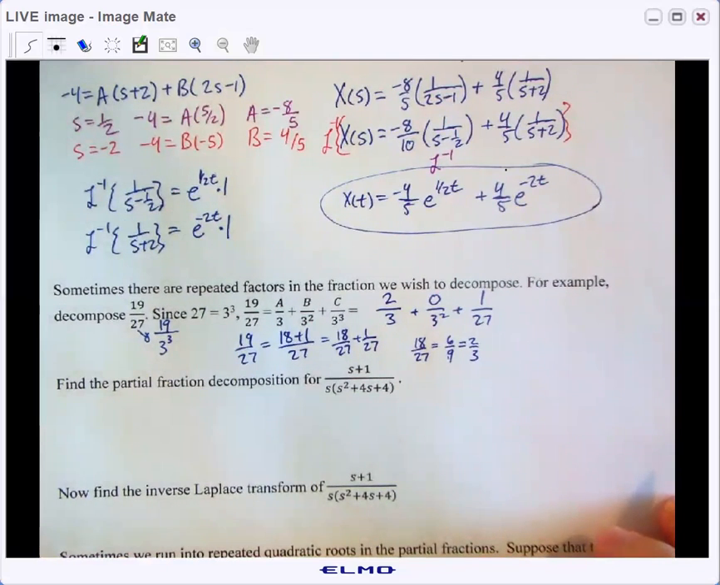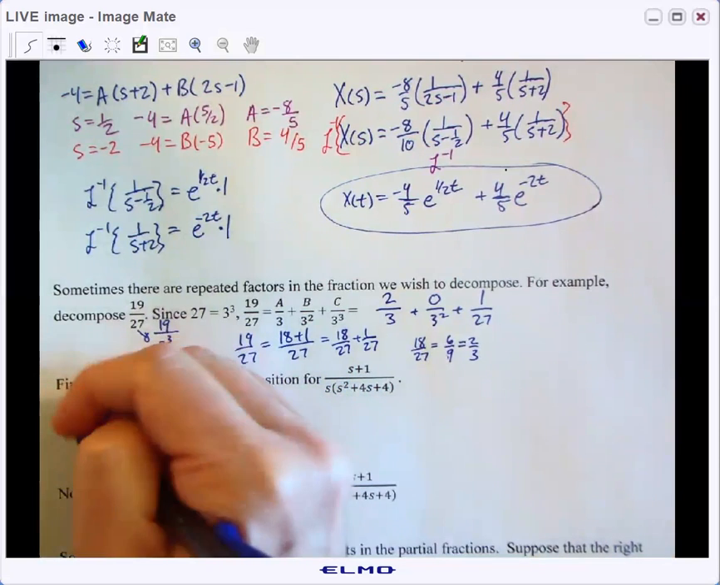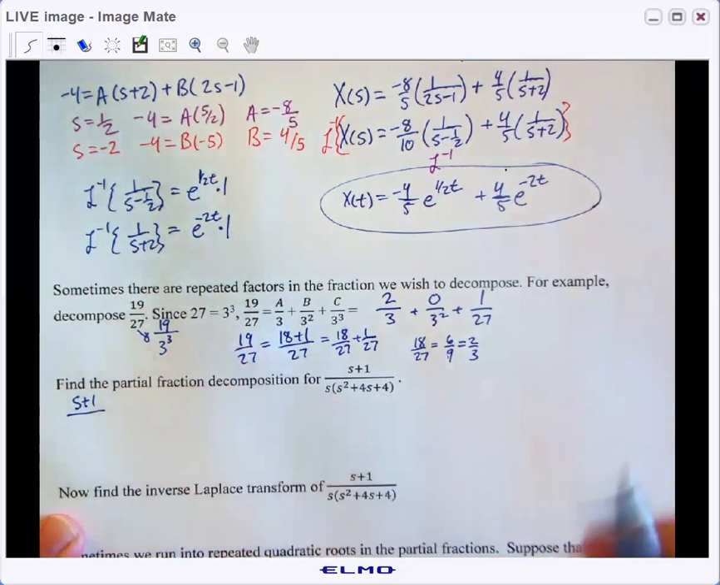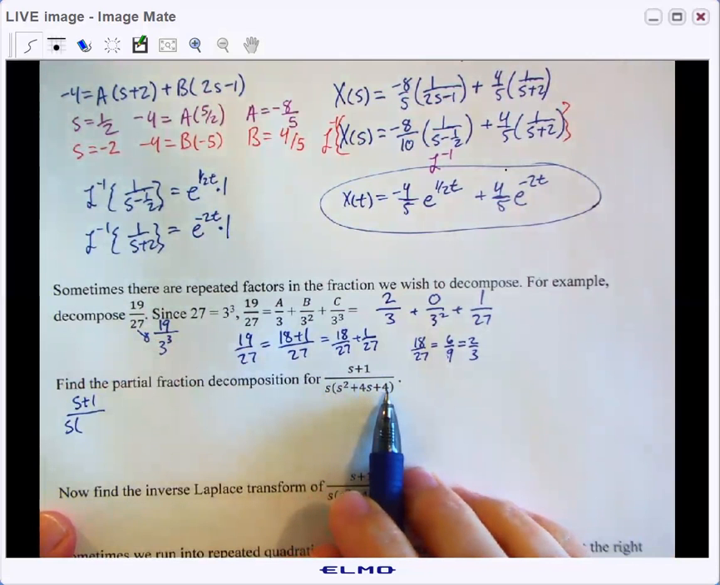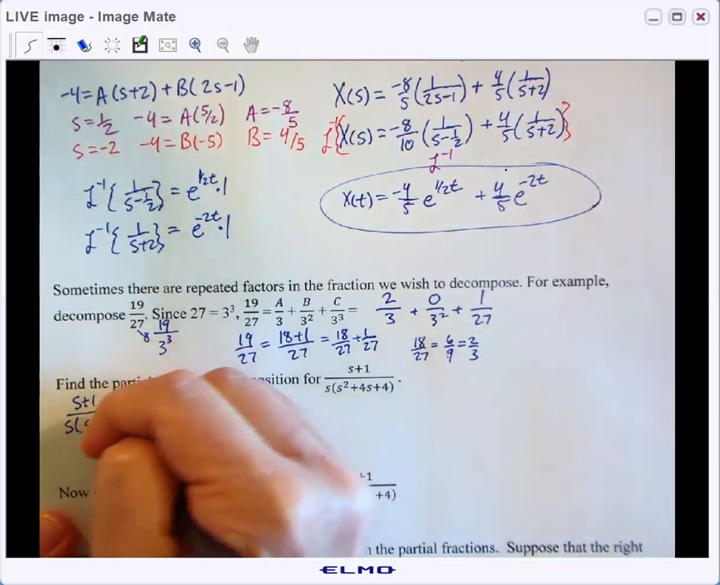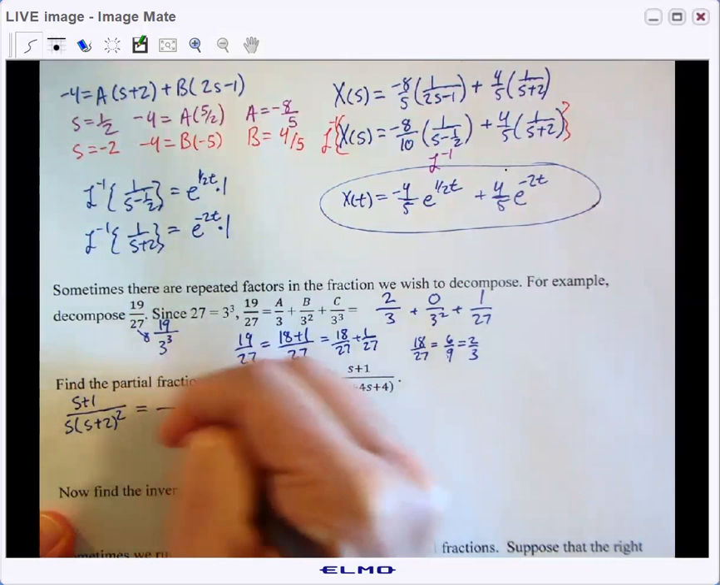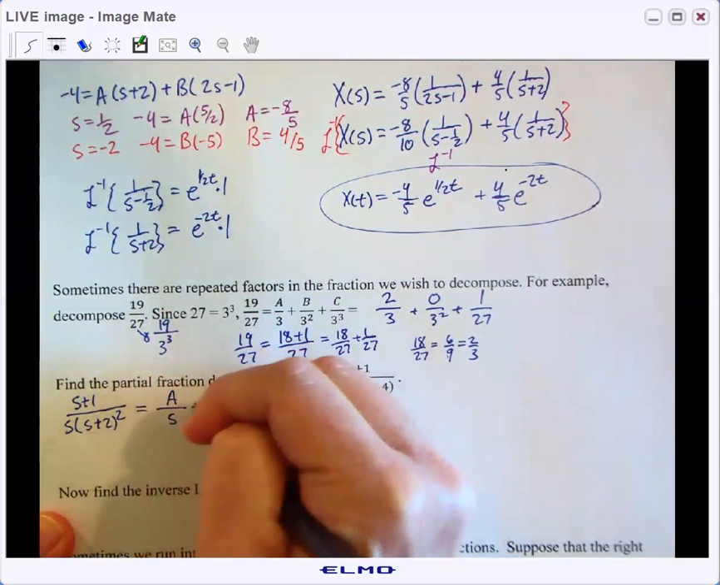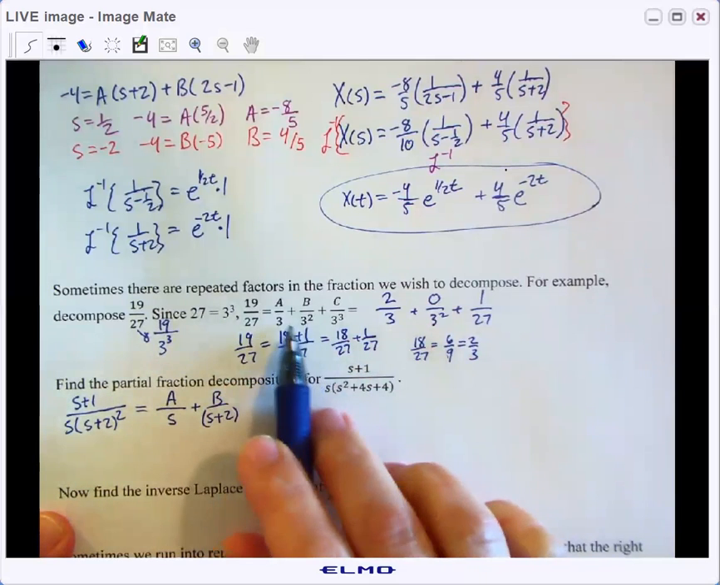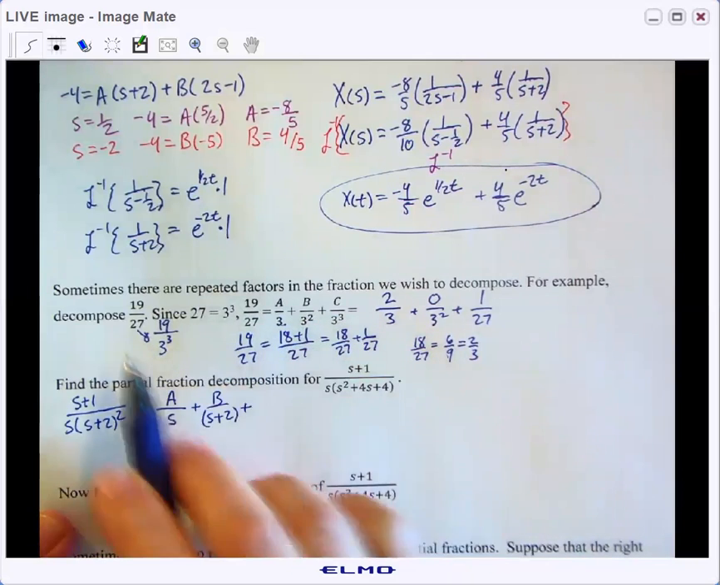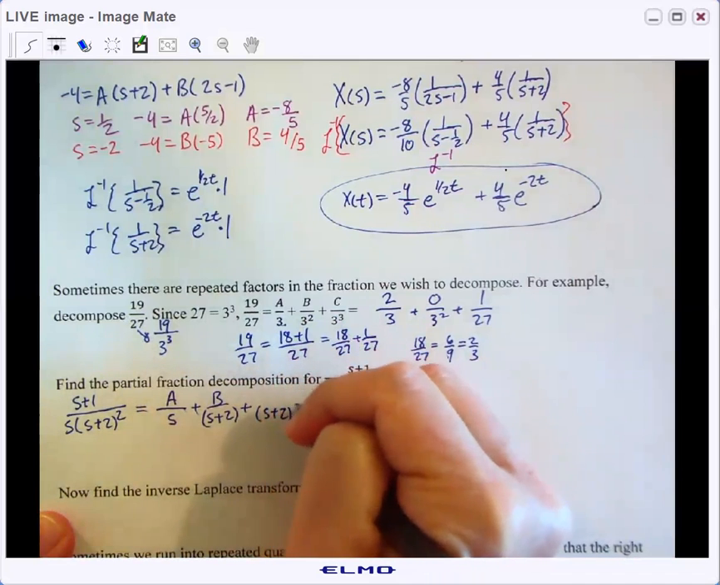next up, let's take a look at a partial fraction like this one. So if we rewrite it, it is s plus 1 over s times, notice that s squared plus 4s plus 4 happens to be a perfect square, namely s plus 2 quantity squared. So if we break it down, we'll need A over s plus B over s plus 2, kind of like what we did here. But we also need something over the highest denominator, which is going to be s plus 2 squared.